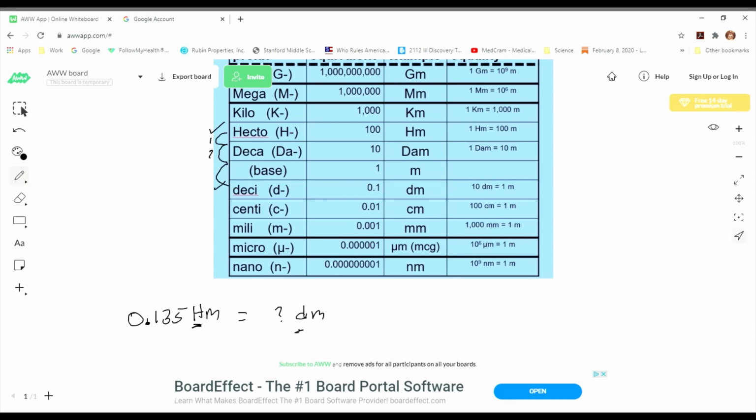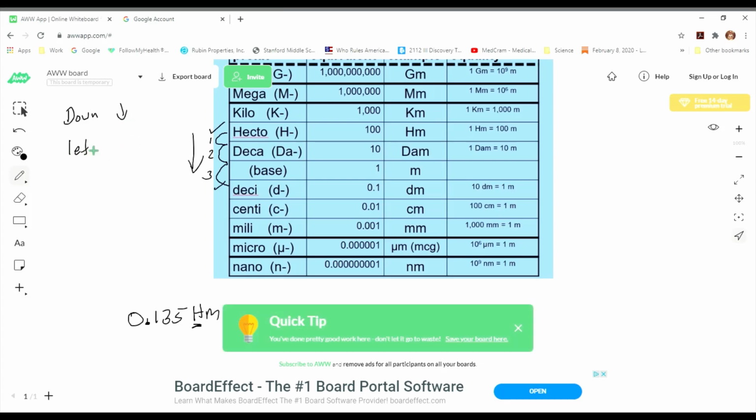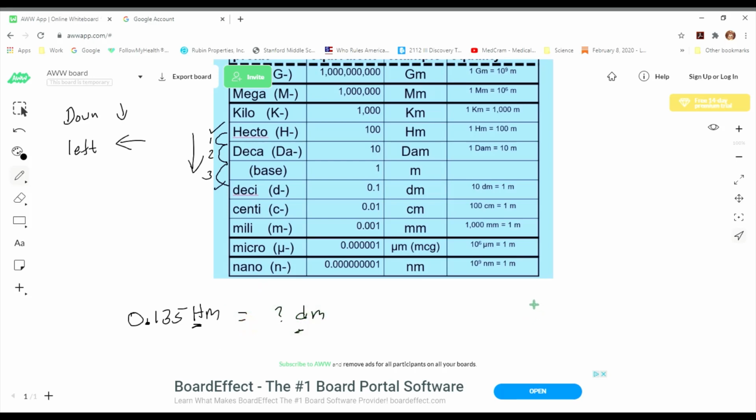So I'm going to go down the chart 3 times. And according to that yellow page that we saw, when you go down the chart, you move the decimal to the left. So we're going to move the decimal to the left 3 times to turn our hectometers into decimeters. So let's go ahead and do that. Move down the chart 3 times to the left.